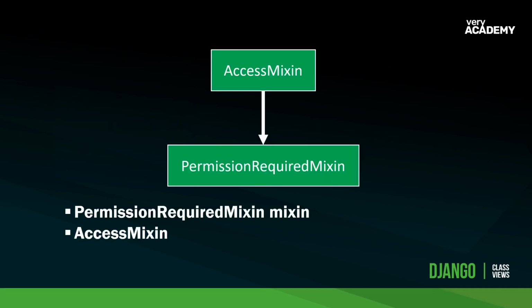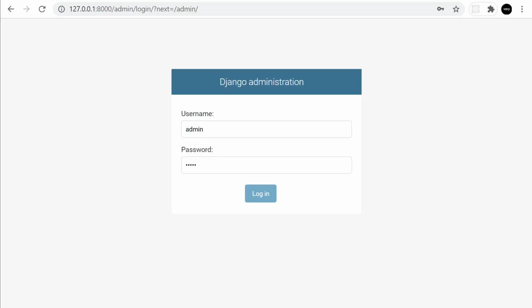So as I stated in the first slide, we're going to be looking at the PermissionRequiredMixin. This mixin is going to allow us to actually set user permissions or permission checks on models. The PermissionRequiredMixin does have access to the access mixin, which just gives us a little bit more attributes or facilities or features that we can utilize.